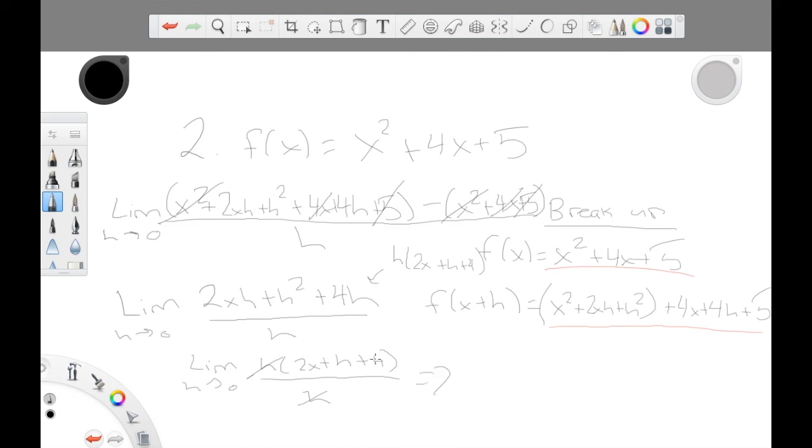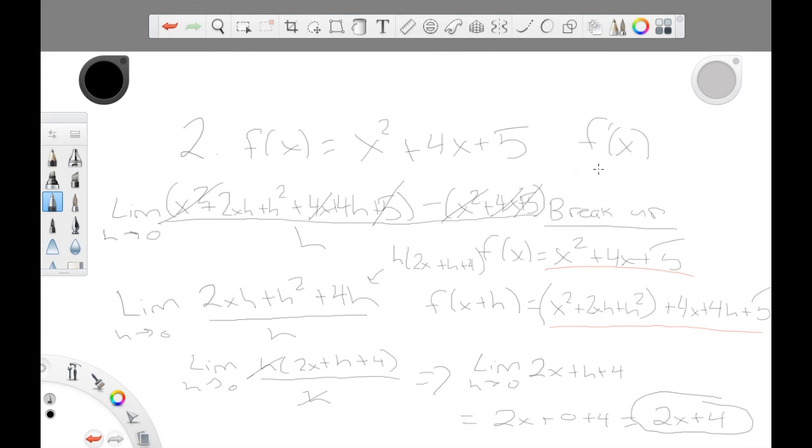So we continue this with the limit as h goes to 0 of 2x plus h plus 4, which just equals, when you plug 0 in, 2x plus 0 plus 4. And the slope of the tangent line at point x is 2x plus 4. 2x plus 4 represents the derivative of f of x. This means that whatever point x we plug into the derivative, it will give us the instantaneous rate of change, or in other words, the slope at that point.